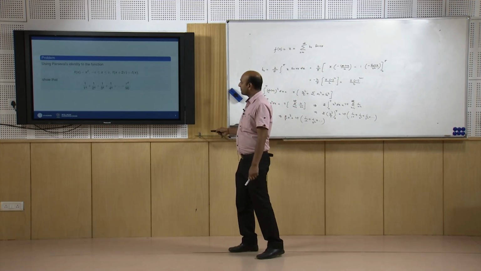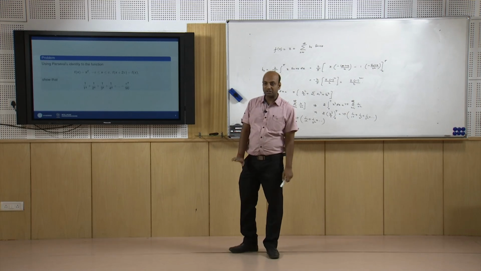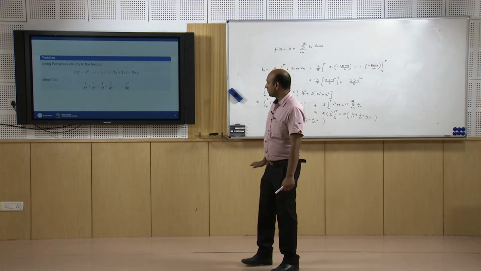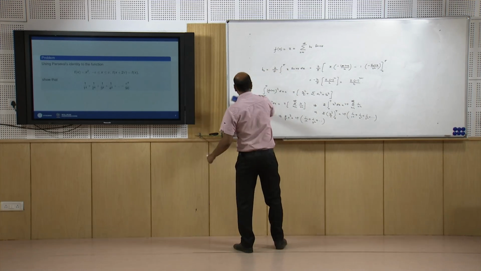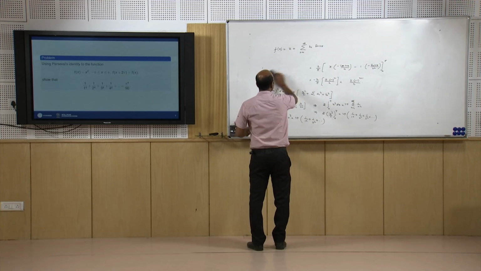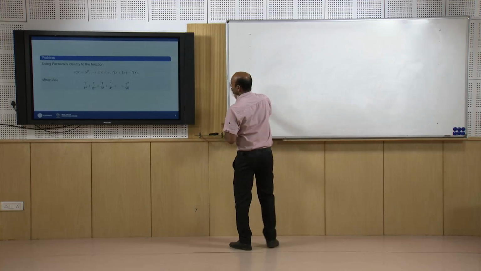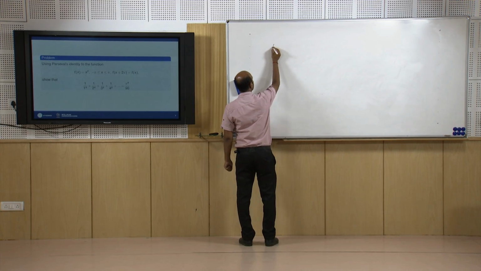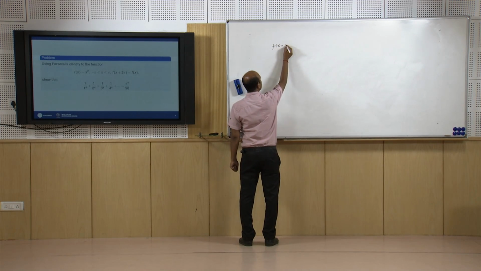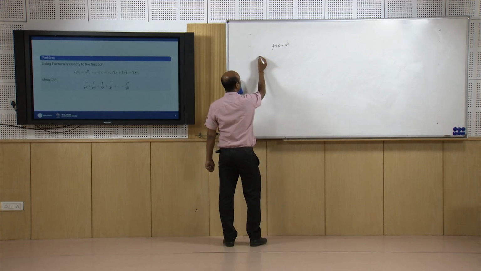The next problem is f(x) equal to x square, an even function. When we apply the Parseval identity to this problem, since it is an even function, it will contain only cosine terms. So, b_n will be 0. What will be the function f(x)? f(x) is x square. So, first let us compute a naught.